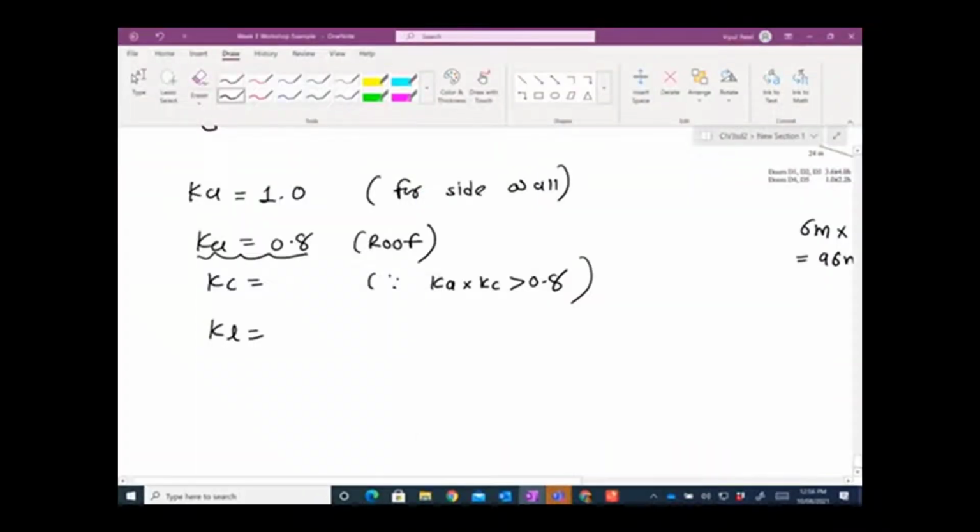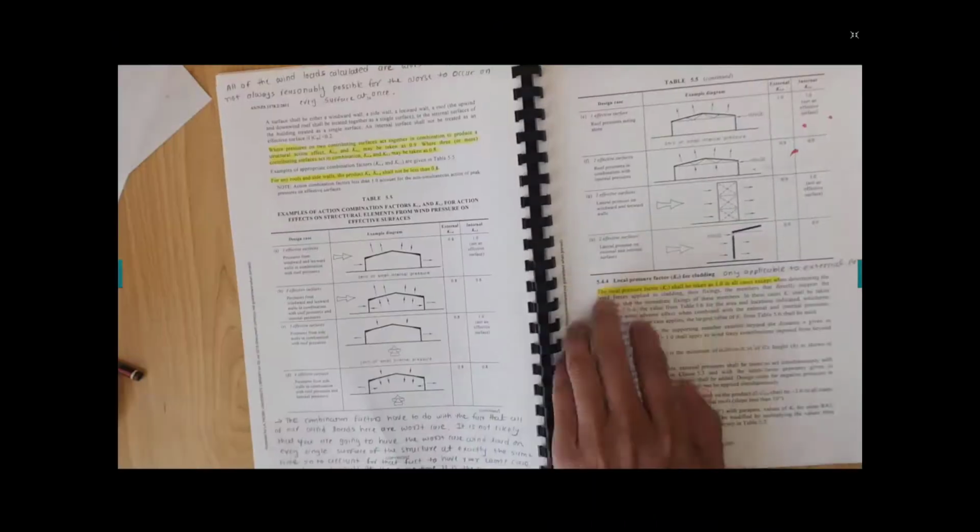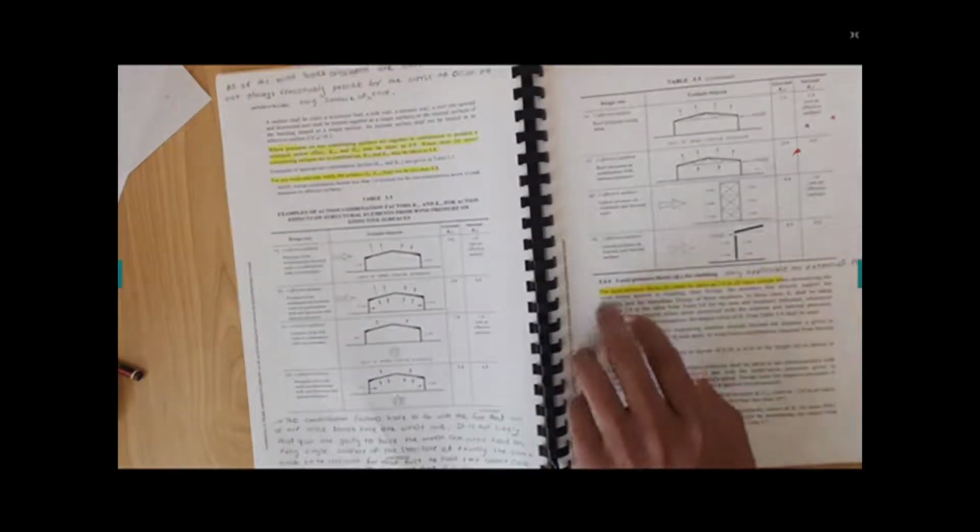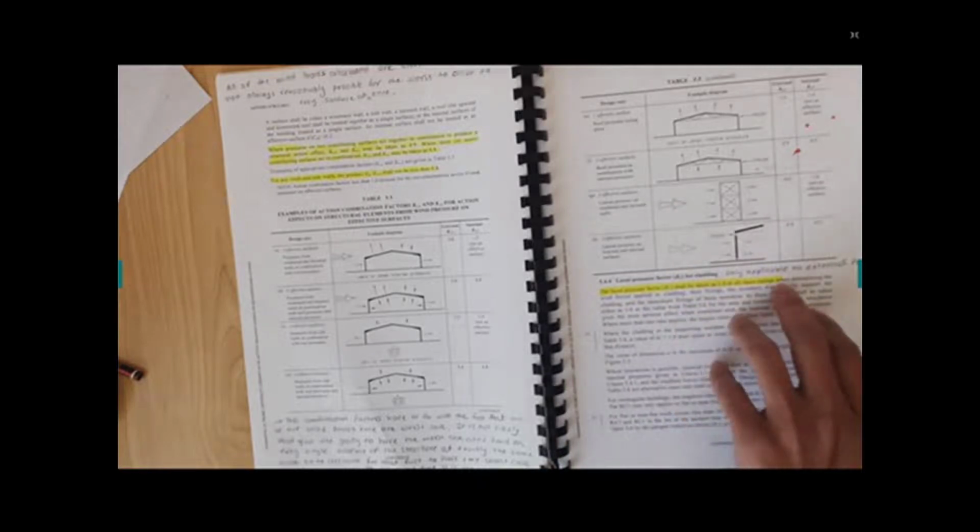Alright, so now KL is a local pressure factor for cladding, only applicable for the external pressure. Local pressure shall be taken in all cases except this one. It's basically saying that when you have a very small area, like a window, do you remember that stained glass window in our church examples? They have nice figures here.